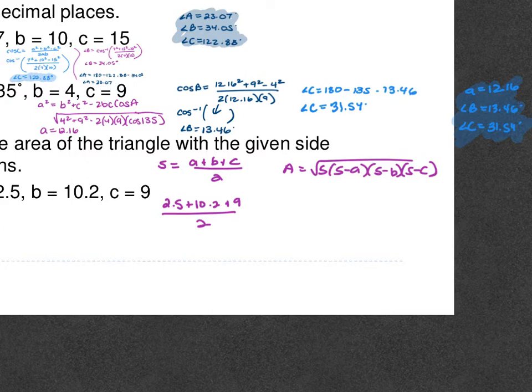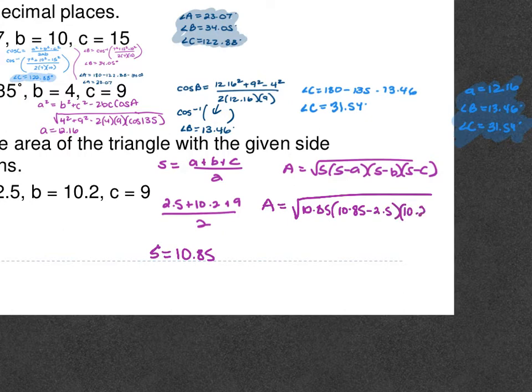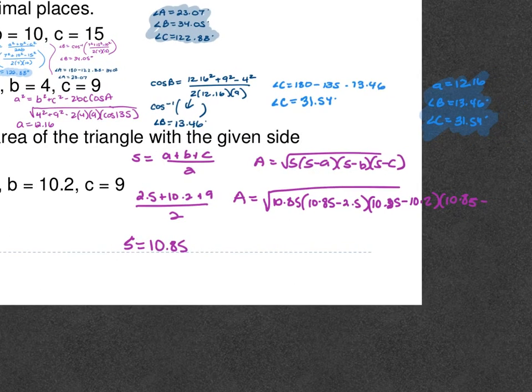Are we going to round that? No, you're not going to round your S. And I get 10.85 and then 10.85 minus 2.5 and 10.85 minus 10.2 and 10.85 minus 9.